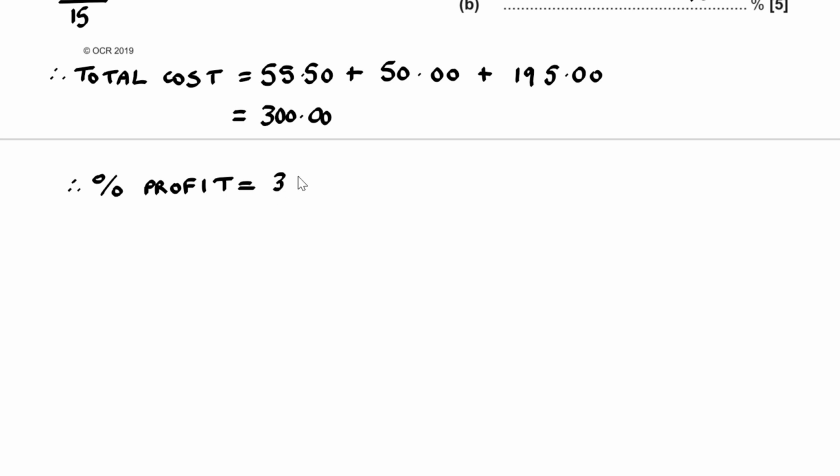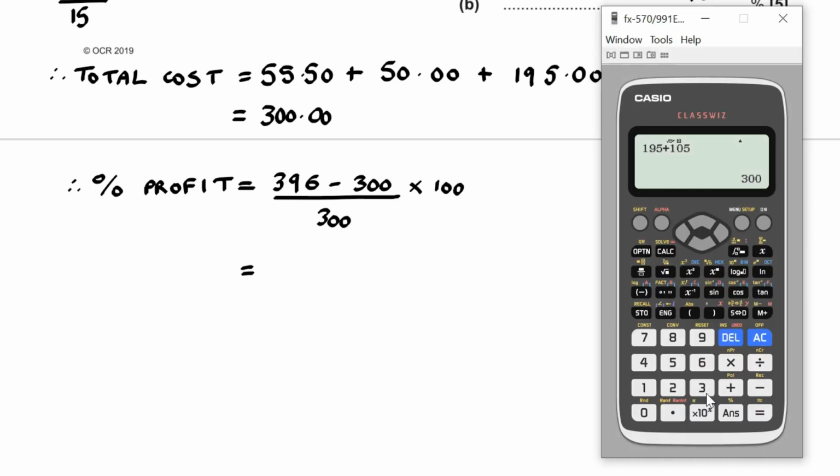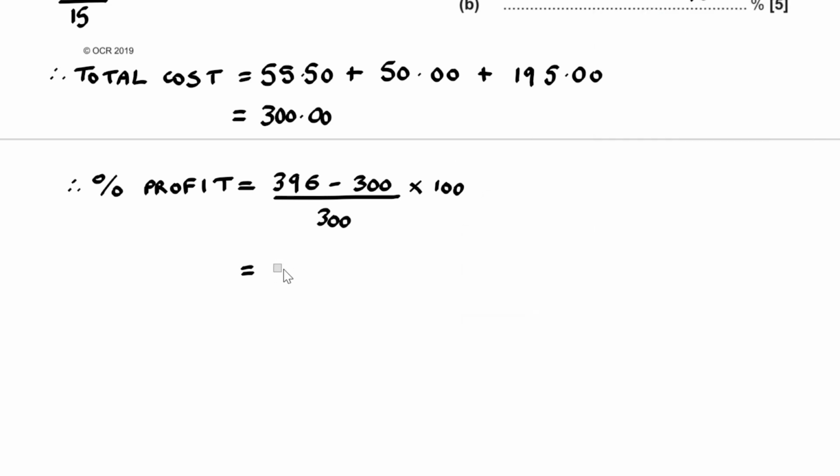So we've got here 396 take away 300 divided by the 300, and then we times by 100. So we've got 396 take away this, and then we divide this by 300, and then times by 100. It turns out here we get 32. So the percentage profit is 32%.